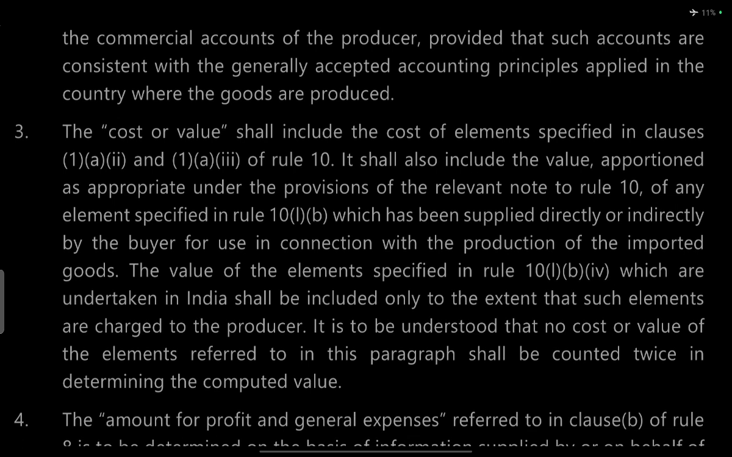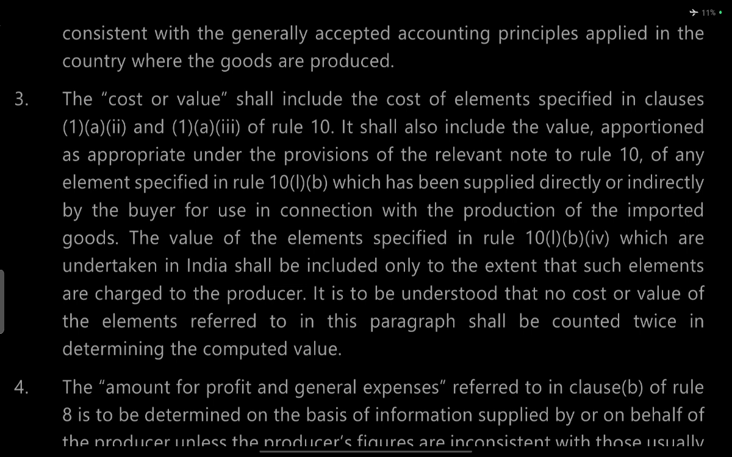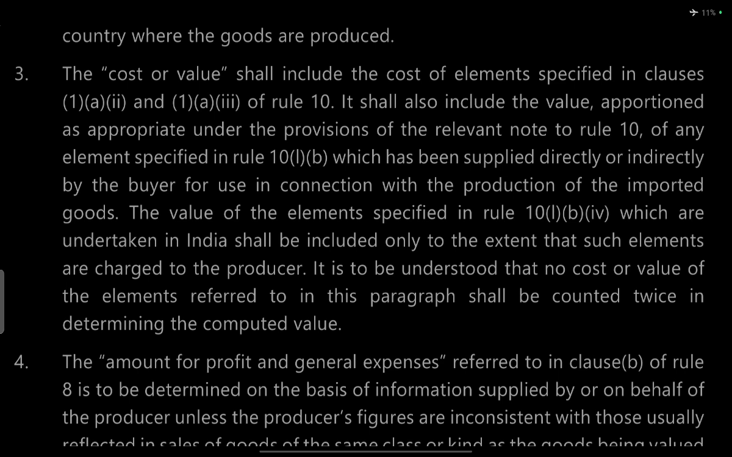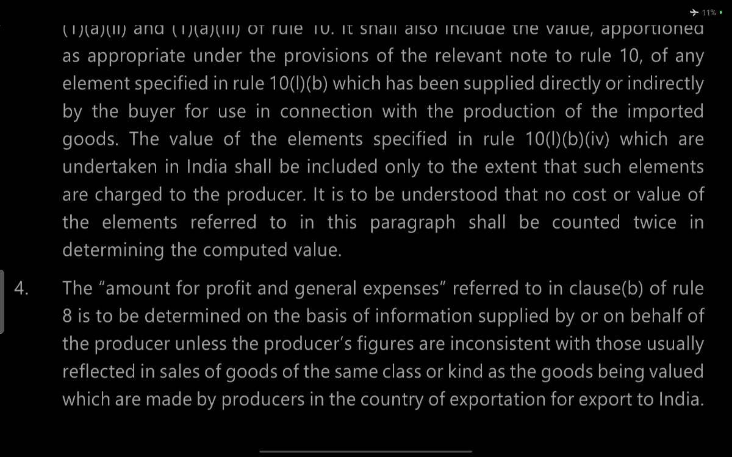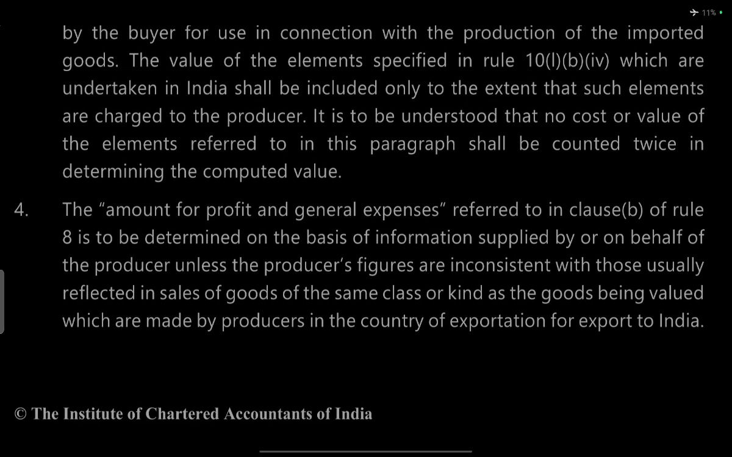Some include the cost of elements specified in clause 1(b)(ii) of Rule 10, and shall include the value, appropriate under the provision of the relevant note to Rule 10 or any other element specified in Rule 10(1)(b), which is supplied directly or indirectly by the buyer. For use in connection with the production of imported goods, the value of the element specified in Rule 10(1)(b)(iv) which is undertaken in India shall be included only to the extent that the elements are charged to the producer. It is to be understood that no cost or value of the elements referred to in the paragraph shall be counted twice in determining the computed value.